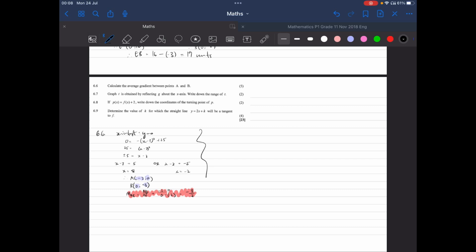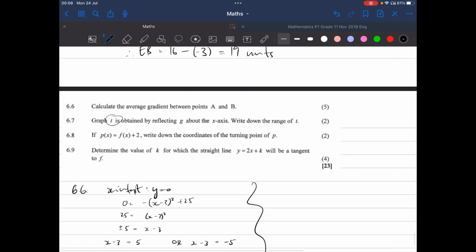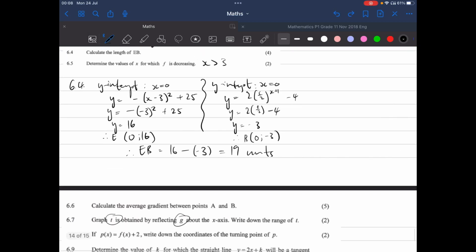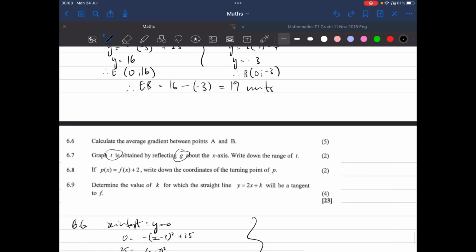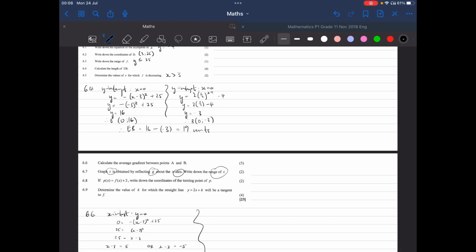6.7 says graph T is obtained by reflecting G, our exponential graph, about the x-axis. Write down the range of T. Okay, again, range is our y values.